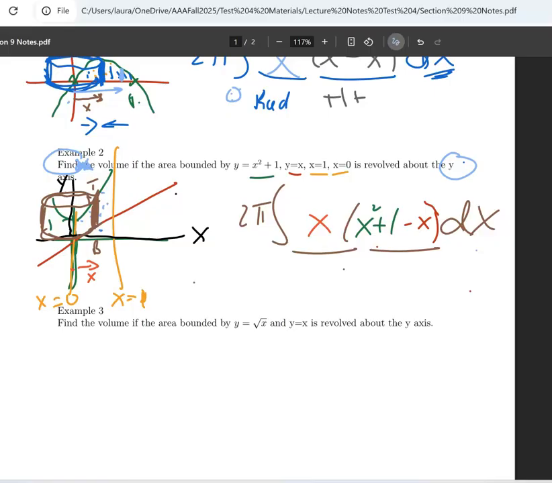And where am I building these rectangles from and to? I'm going to start building them at x equals 0 and keep building them to x equal 1.